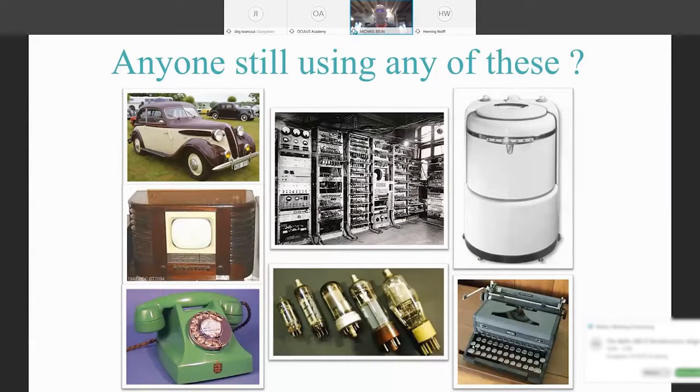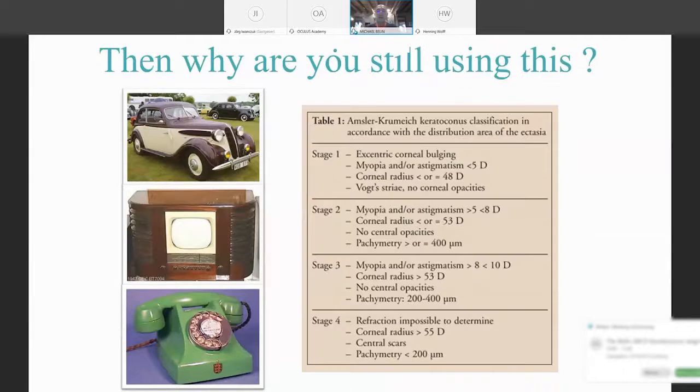And some of you have heard me talk before and have seen this slide. And obviously, none of you are using any of the things that you see on this slide. These are all outdated, 50-plus-year-old devices. So the real question is, if you're not using any of these, why are people still using Amsler-Krumeich? Even today, you go to meetings, you read papers, and you still hear people discuss Amsler-Krumeich classification.